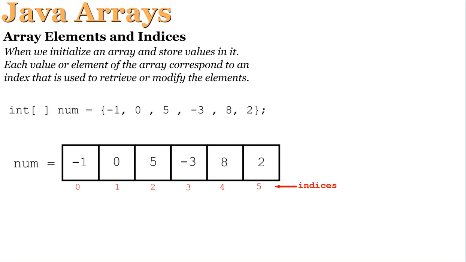So when we initialize an array and store values in it, each value or element of the array corresponds to an index, and that index is used to retrieve or modify the elements in the array. So here we see we have an index equal to 0. So if we were to use num with square brackets 0, we can use this to either retrieve or to modify what is stored in the array num at index 0.